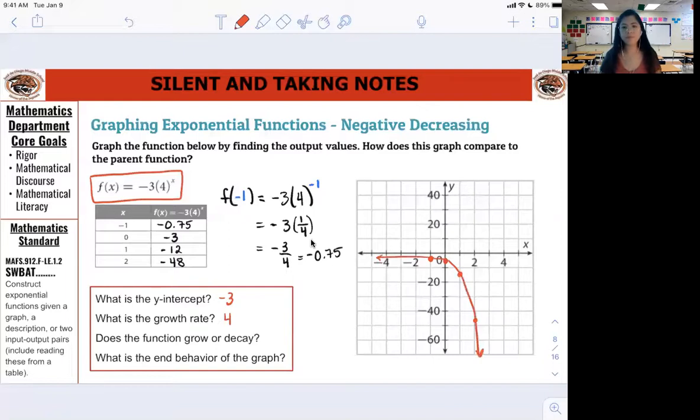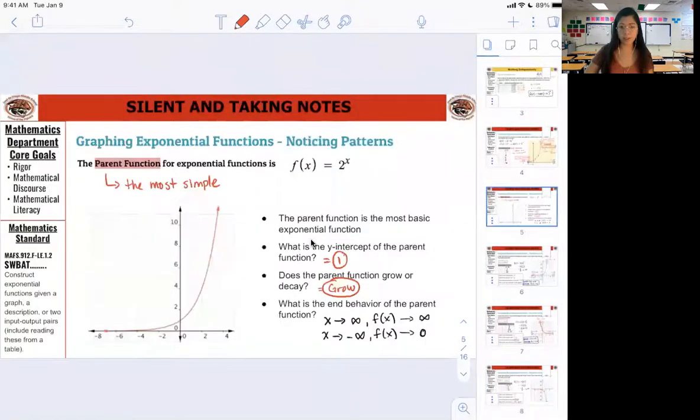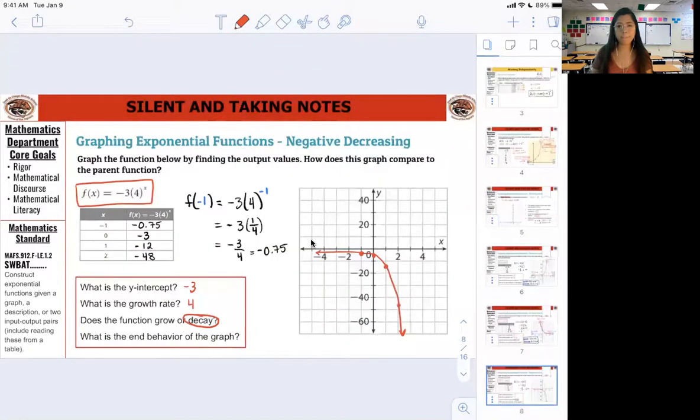There it is. So, like we determined, this is definitely decaying. It's going down. What's the difference between this graph and the parent function? So I'm going to go back to the parent function for a second. How would you describe what happened between this one and the one we have here? The one we have here is going down instead of up.